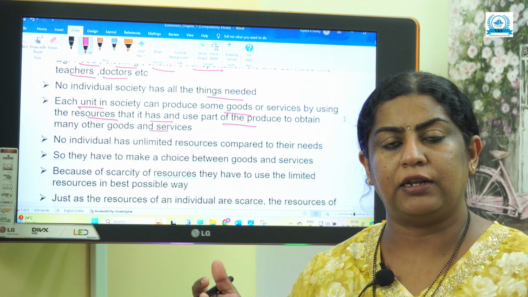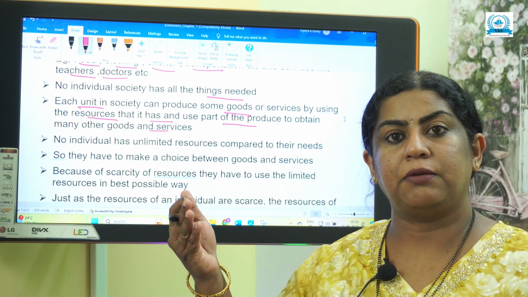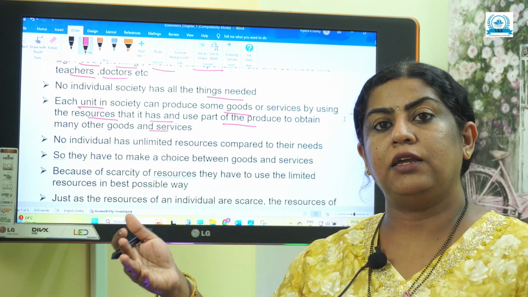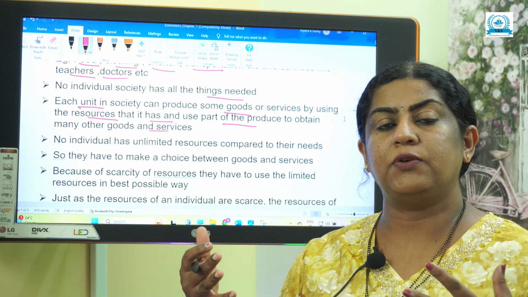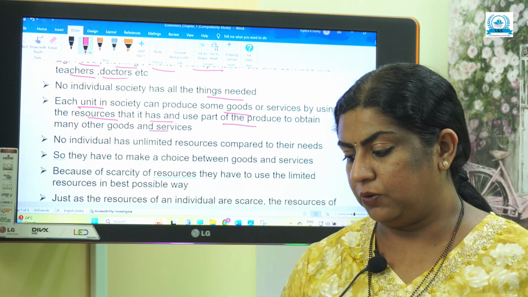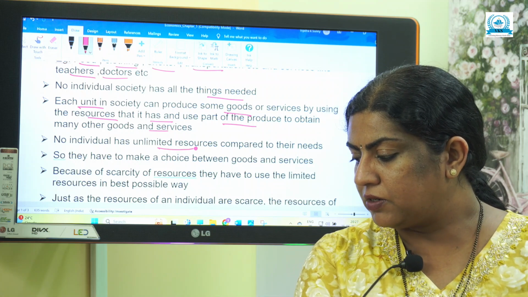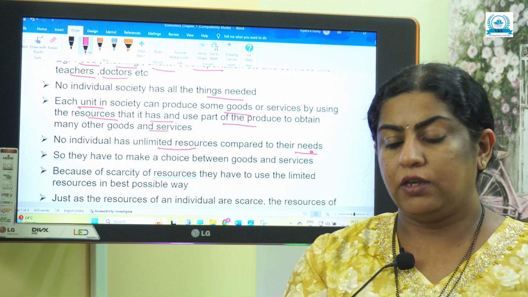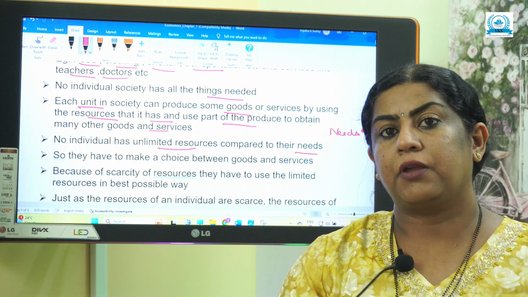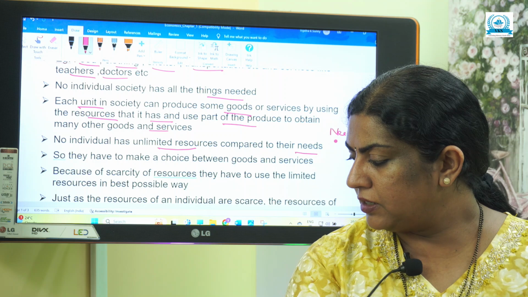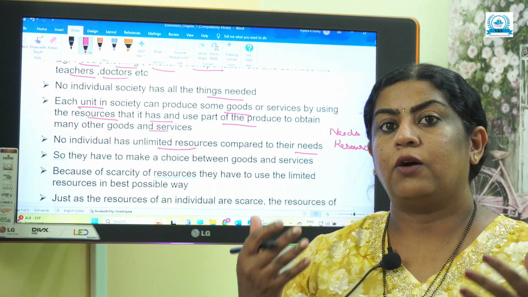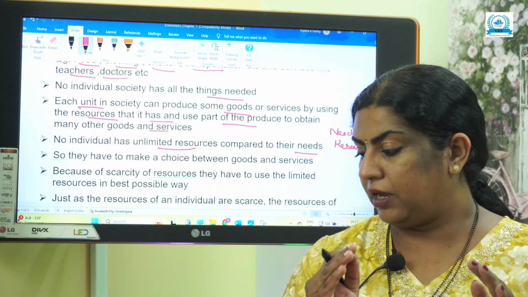For example, if a person has a paddy field, he will produce rice. Another person may be a teacher who will be giving the service of teaching. So he has to use his produce and he has to get the service from the other person. So no individual is self-sufficient, or no individual has everything needed for their use. That means no individual has unlimited resources compared to needs. So here we have to see, we have needs which are unlimited, but the resources which we have are limited.